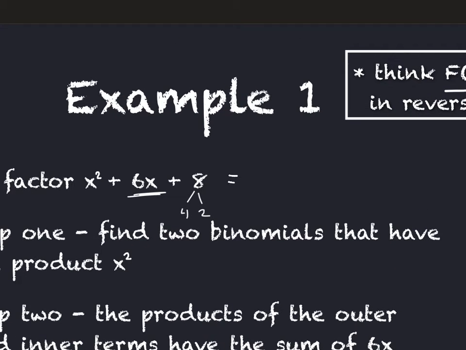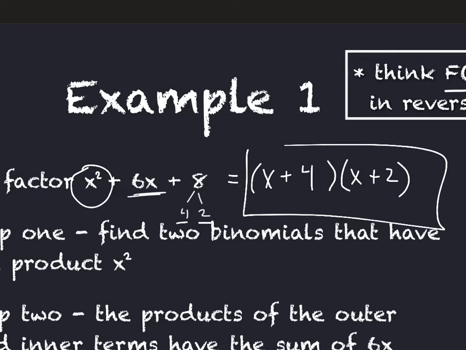So how we factor this is we draw parentheses. So we have 2 sets of parentheses. We always start with our x term. So since we have an x squared, we put 1x in the first spot of our first parentheses and 1x in the first spot of our second parentheses. And then after that, we put our numbers. Since this is both a positive 4 and positive 2, we put plus 4 and plus 2. So this is our answer. This is how we factor.